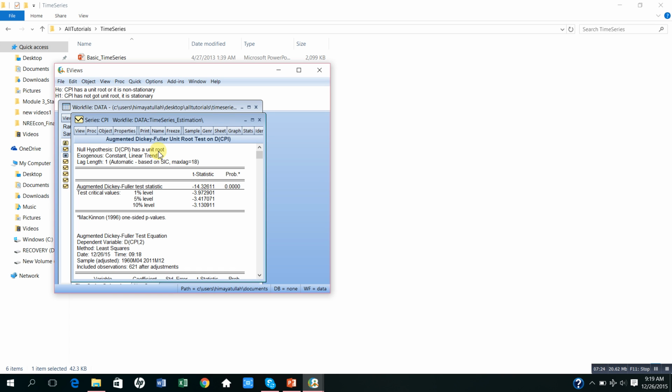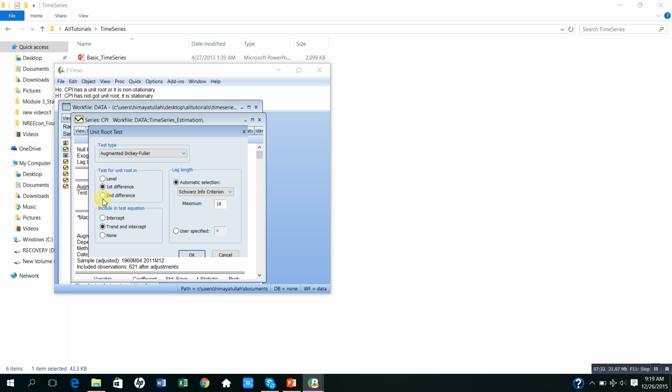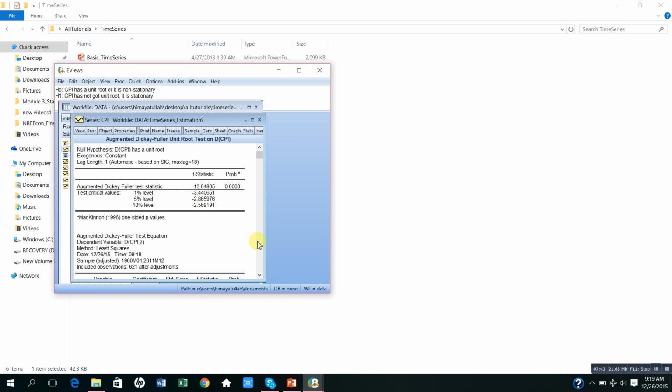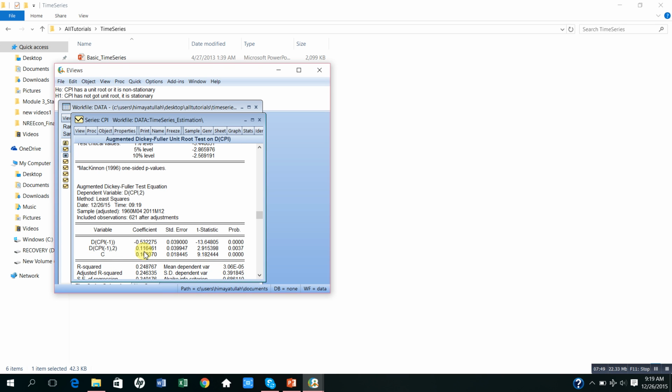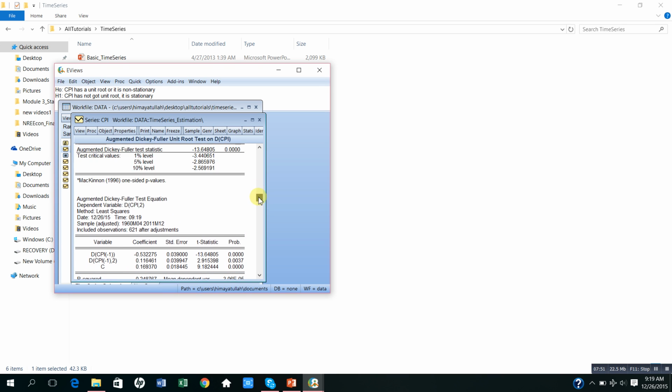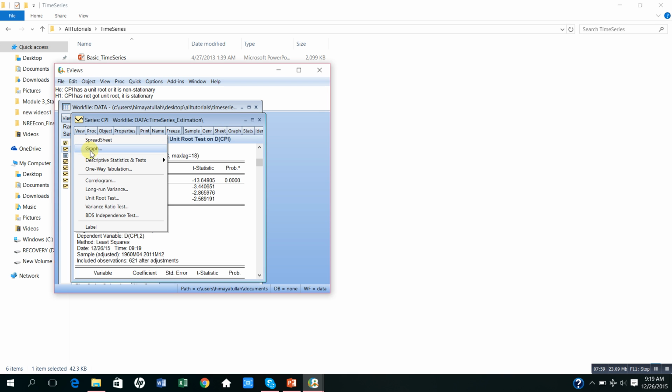Now let me also compare the other results. So go to View again, and Unit Root, and this time let me only use intercept. If I only use intercept and press OK, my results are again that C, the constant term, is significant, and this shows that the null hypothesis is rejected at the first difference. Now going to the third alternative, and that is None.